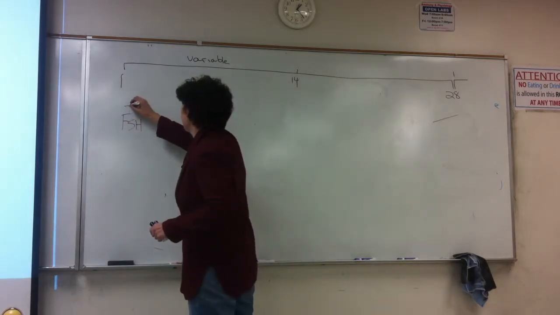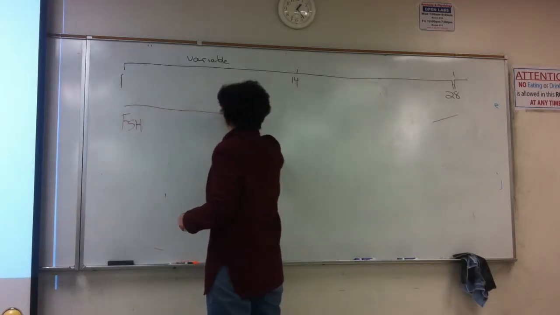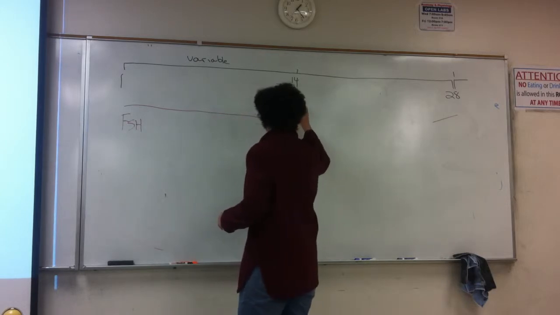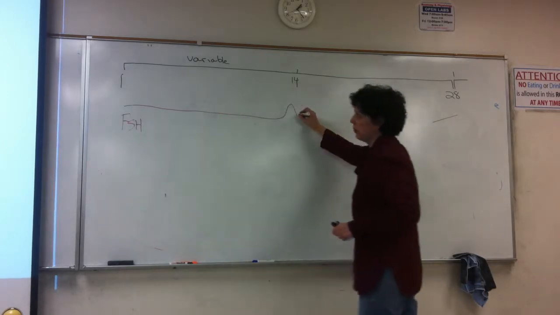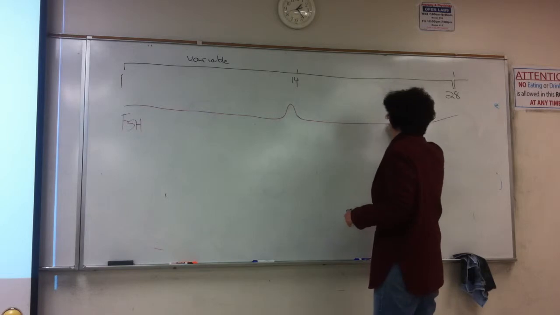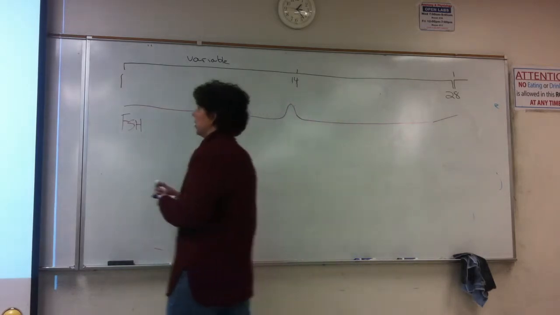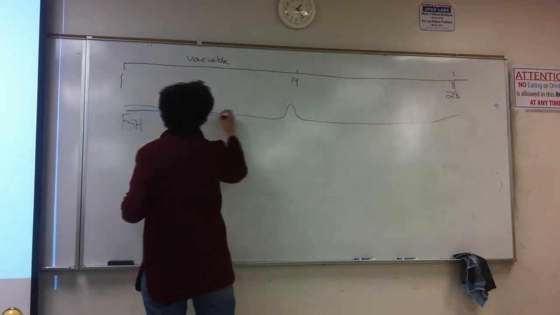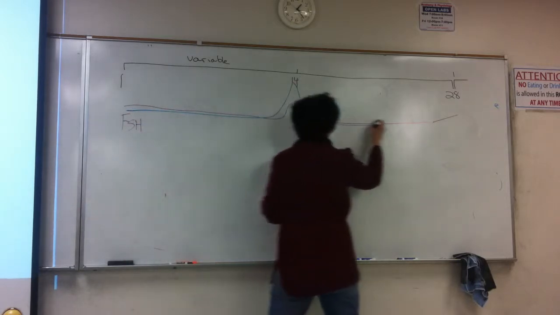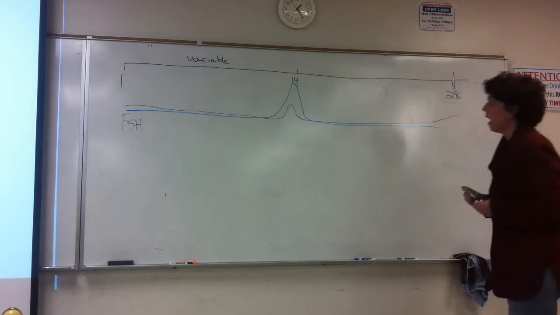But FSH starts to rise just prior to menses. And then as estrogen levels are increasing, it starts to drop, and with the spike in GnRH, it will rise a little bit too. LH stays pretty level, but it spikes at ovulation.